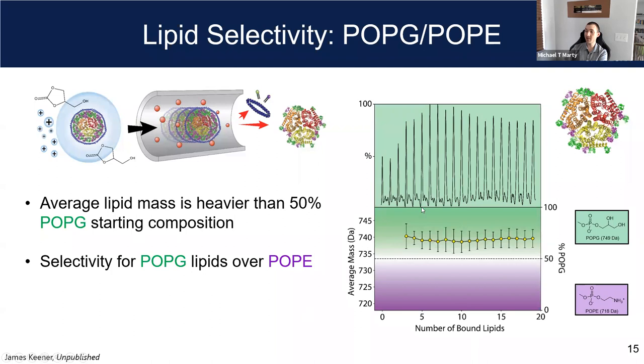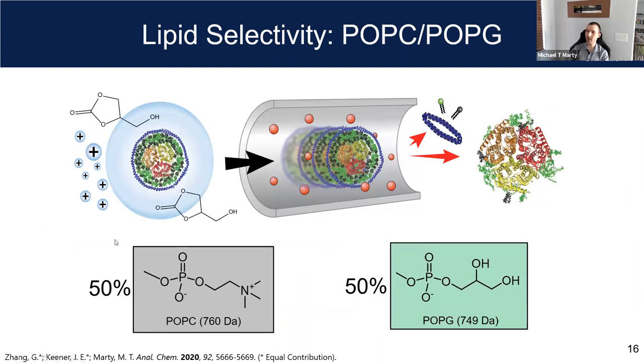And what this is telling us is we're getting selectivity for POPG over POPE, and it looks like about a 2 to 1 specificity, right? And interestingly, it's pretty constant from like 4 lipids up to about 20. It's hard to measure these last few bound lipids. Those are the hardest states because the uncertainty kind of goes way up. So we usually just cut those out.